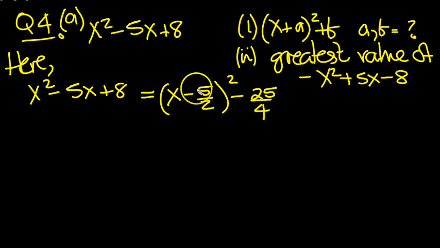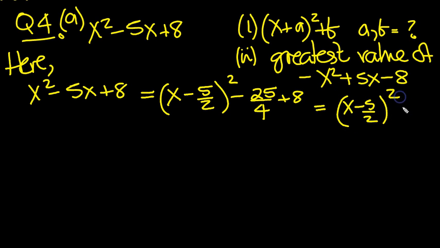So this whole thing here is none other than just these two terms. Then we need a plus 8 at the end. So that's equal to, which I'll write over here, (x minus 5 over 2) squared. 8 is 32 over 4. Take 25 over 4 from 32 over 4, that's 7 over 4. So that's what we have.